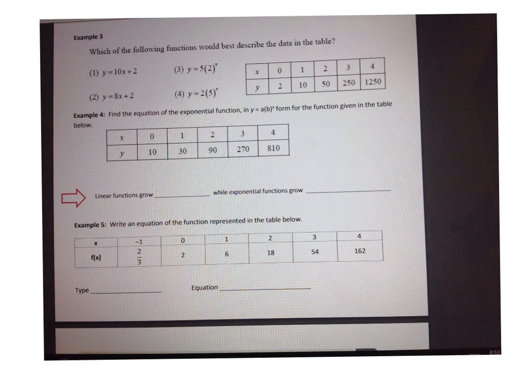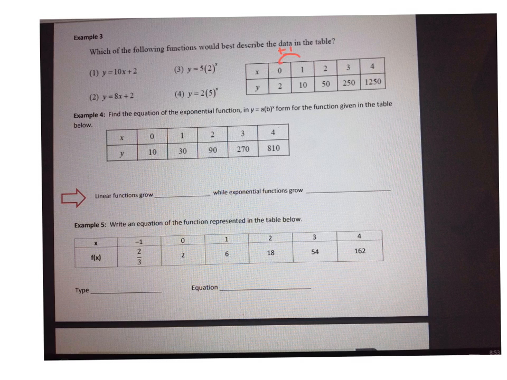So here we have just a few examples with tables. In example 3, which of the following functions would best describe the data in the table? So we've got these 4 examples. What we want to do before we jump into the equations is try to see what the pattern is in the table.